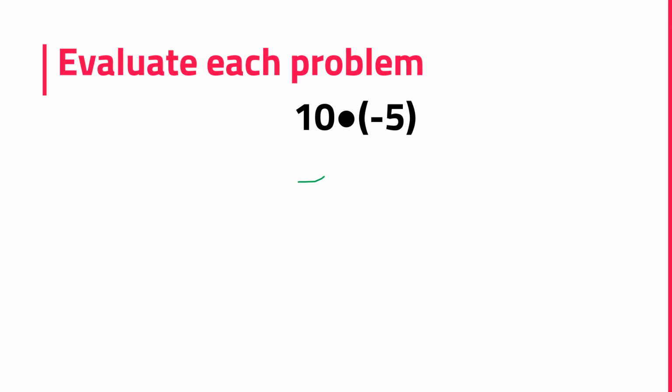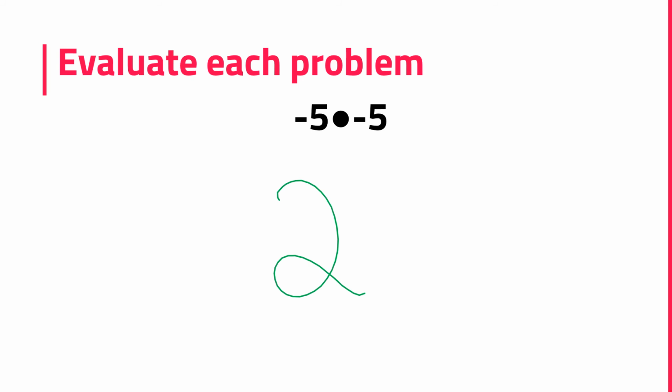We're multiplying, so deal with the multiplication first, and then a positive times a negative is a negative. 5 times 5, deal with that first. A negative times a negative is a positive. Dividing, divide first. 5 divided by 5, 1. Negative divided by negative, positive.